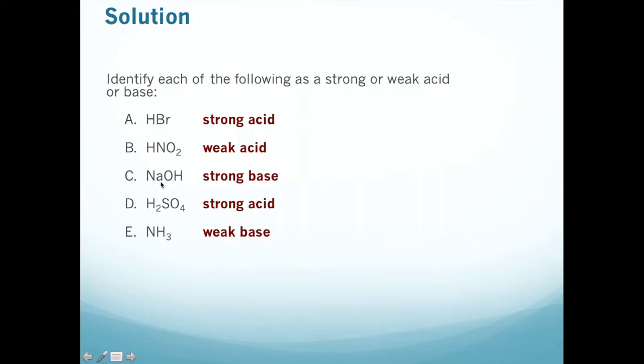NaOH. Again, Na, that's sodium. It's a group 1 metal. And OH, that's hydroxide. That immediately tells you this is going to be a base. But more importantly, it's a strong base.